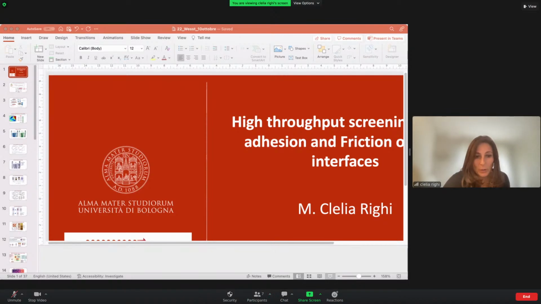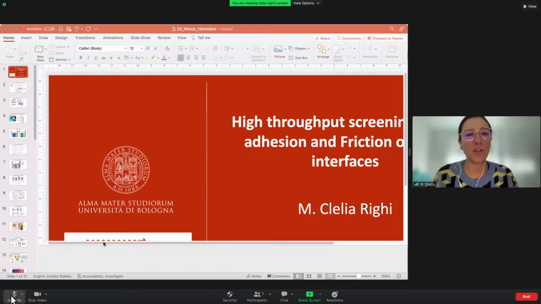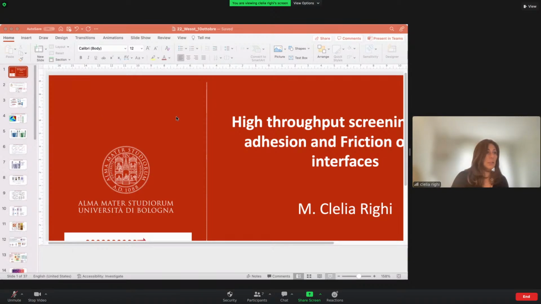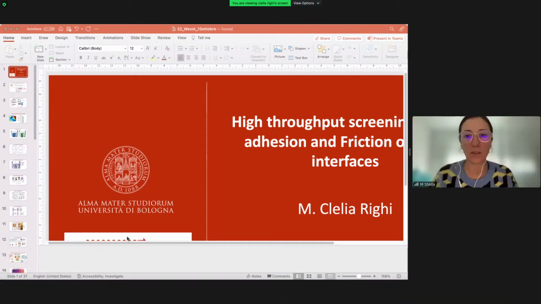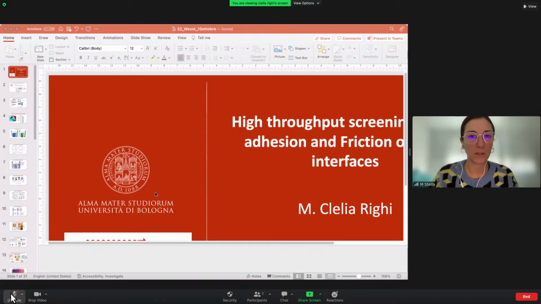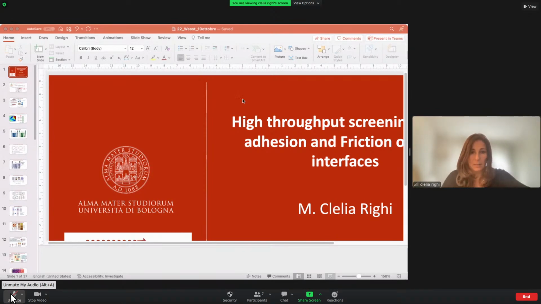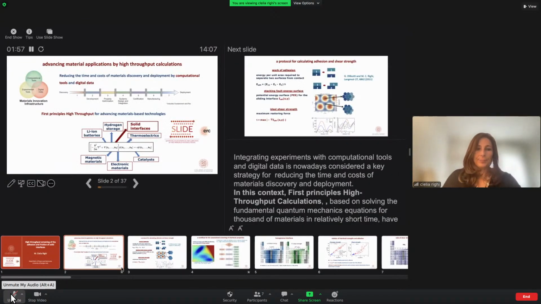I would like to use the pointer. Let me see if I can. Can you see my cursor, or should Clelia, I see your presentation not in full screen. Ah, really? It's just my problem. I'm not sure. Thank you, Martina. Let me disconnect from the.